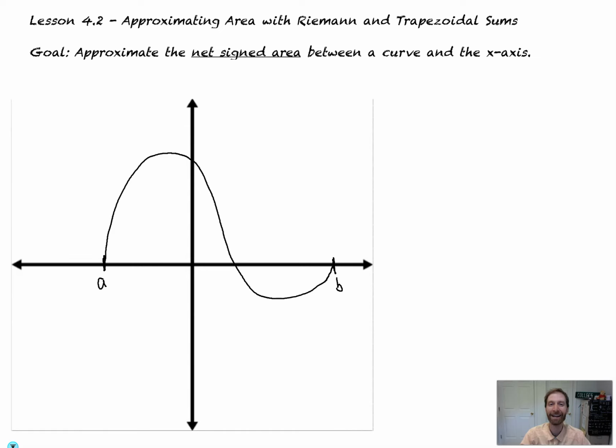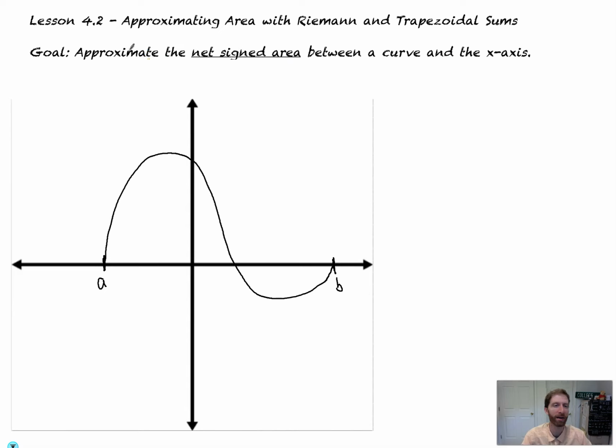Oh, yeah, here we go into lesson 4.2, known as approximating area with Riemann and trapezoidal sums. It's nothing short of the sweetest thing ever, and it's actually relatively simple. We're going to use a lot of very basic geometry to rock and roll through finding the net signed area between a curve and the x-axis, which is kind of weird.